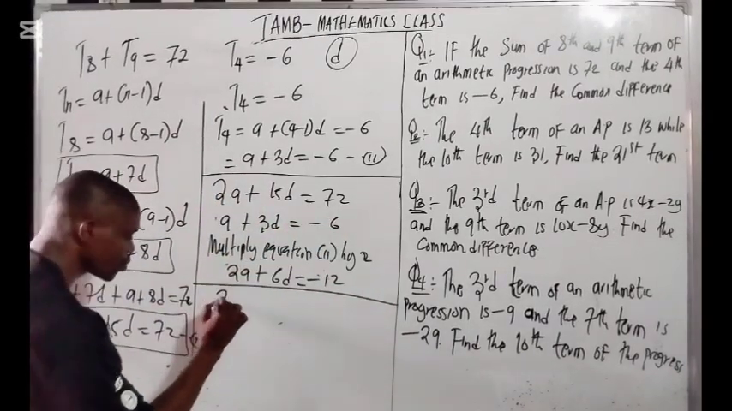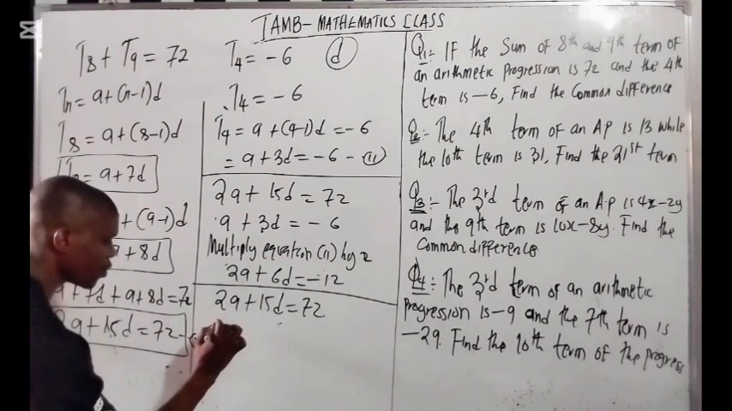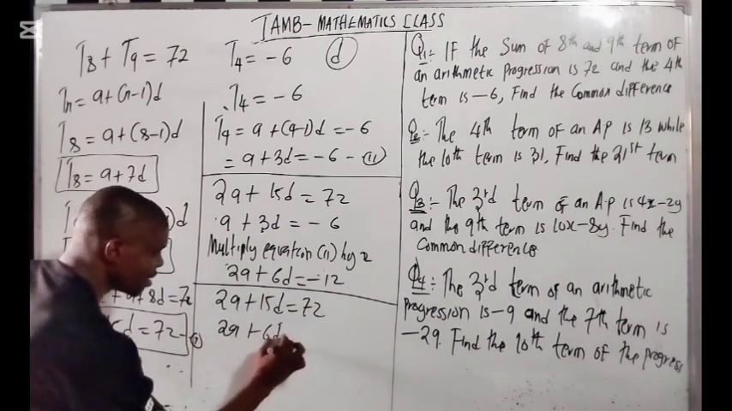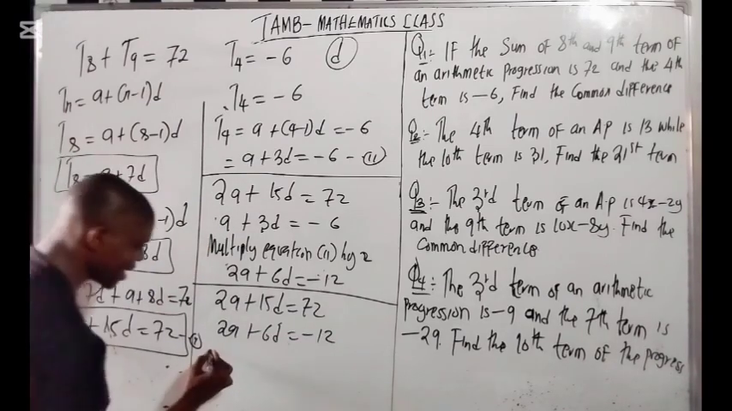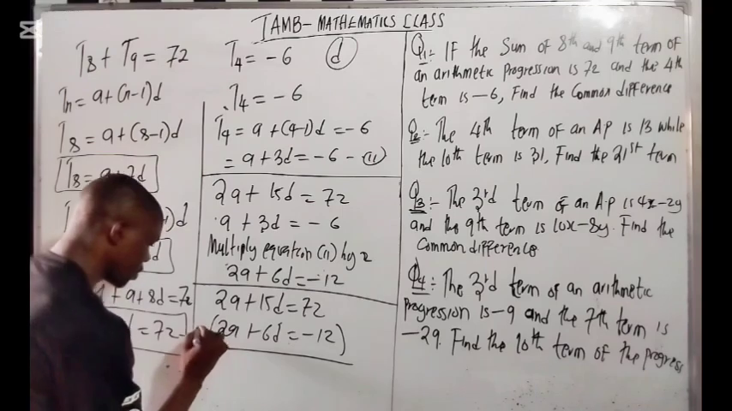So here we have 2a plus 15d equals to what? 72. Here we have what? 2a plus 6d equals to what? Minus 12. What happened here? We are going to what? Subtract. It's okay.